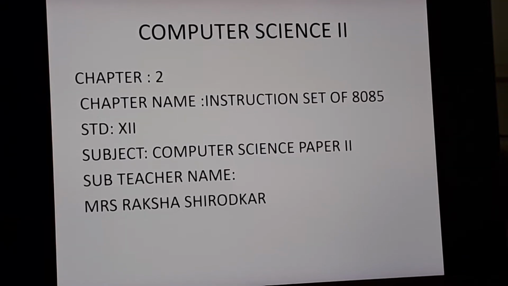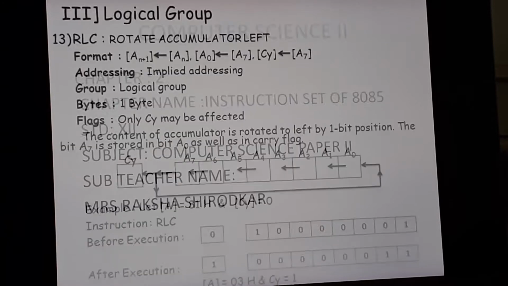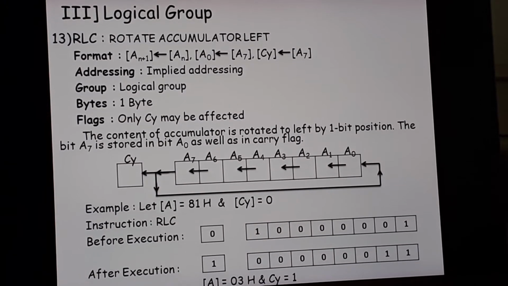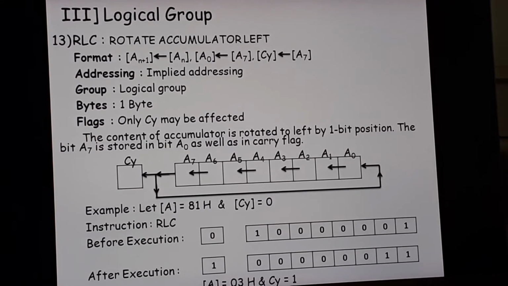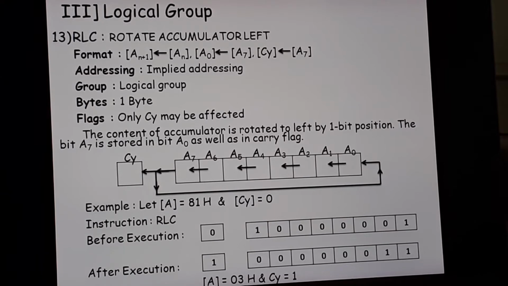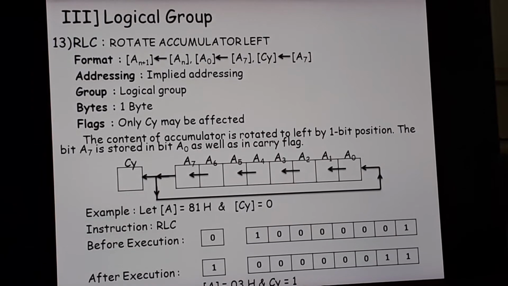So this is Computer Science Paper 2, Chapter number 2, Instruction set of 8085. In the last video we had completed the total 12 instructions of logical group. So today we'll be continuing with the same logical group but with the 13th instruction.